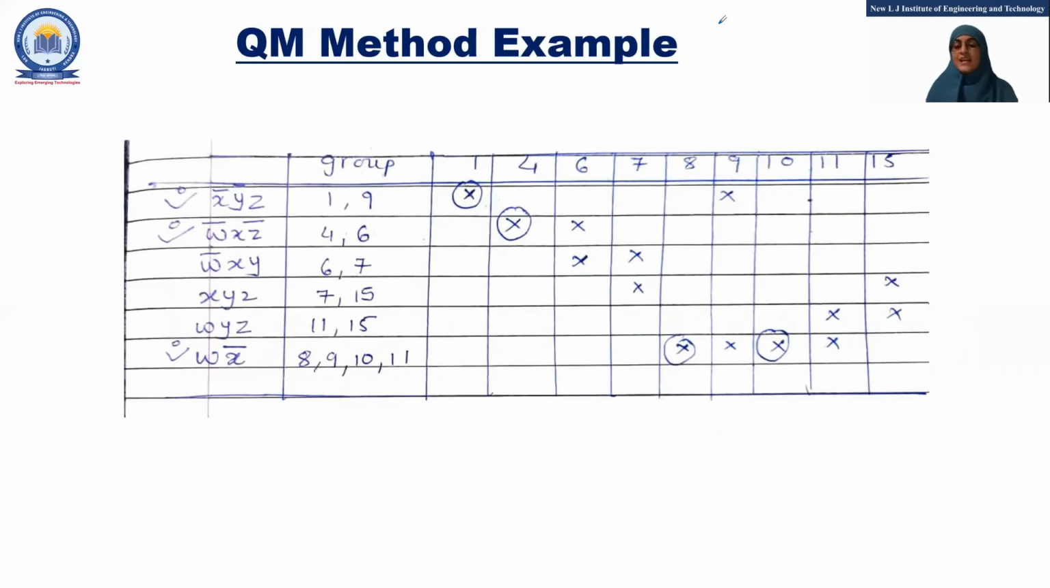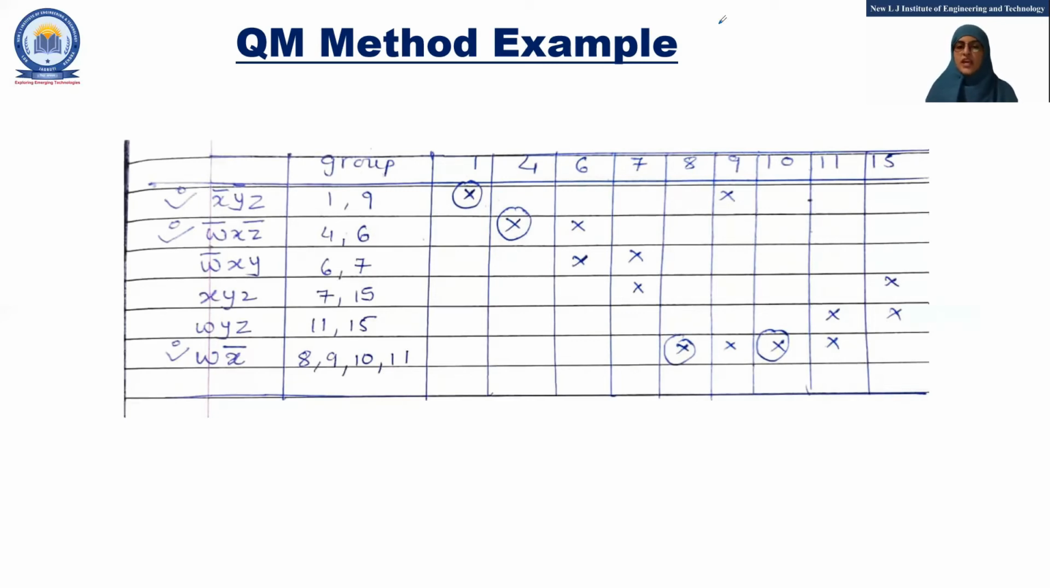Next step is to write down all the min terms in the prime implicant table which are given in the question. Next, we have to write down the groups which are prime implicants. So the prime implicants which are non-marked terms are 1, 9, 4, 6, 6, 7, 7, 15, 11, 15 and 8, 9, 10, 11. Now we have to mark the 1 and 9 as cross, 4 and 6 as cross, 6 and 7 as cross, and same for all other terms.